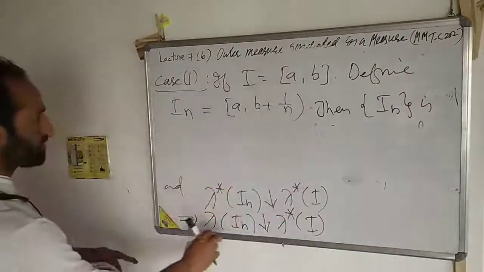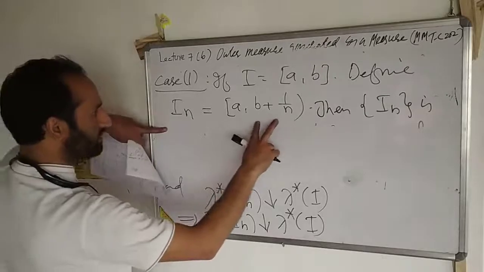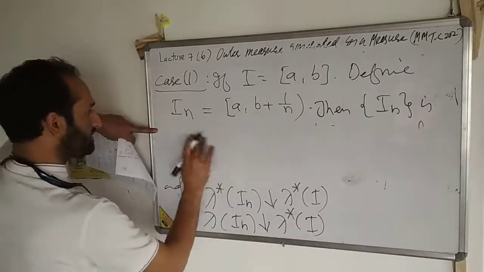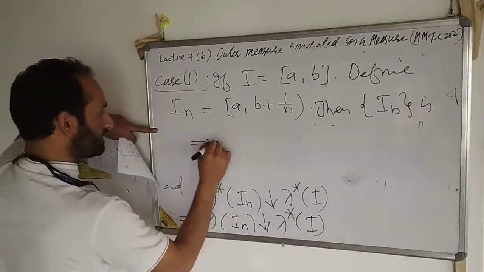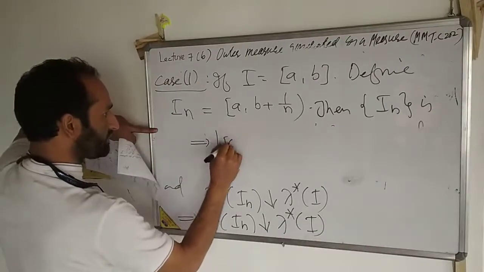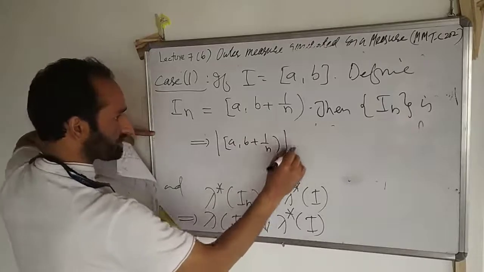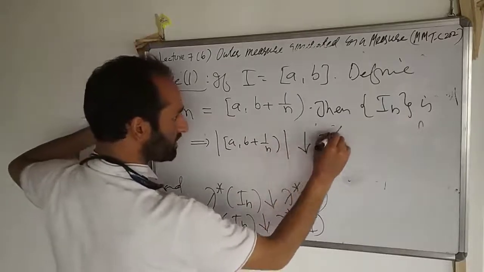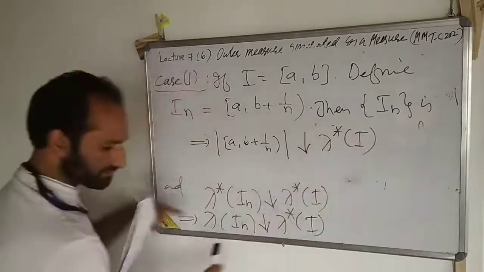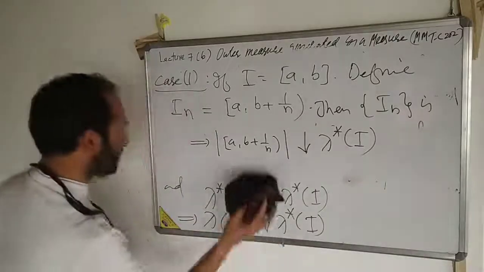What's this Lebesgue measure of I_n? What's I_n? I_n is a semi-closed interval. Its Lebesgue measure is equal to its length. So this means the length of the interval (a, b + 1/n] decreases to the Lebesgue outer measure of I.